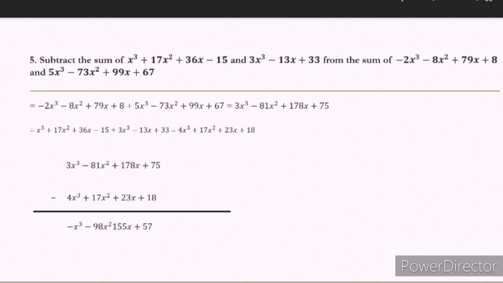Then the number 5 problem is: subtract the sum of x cubed plus 17x squared plus 36x minus 15 and 3x cubed minus 13x plus 33 from the sum of negative 2x cubed minus 8x squared plus 79x plus 8 and 5x cubed minus 73x squared plus 99x plus 67.